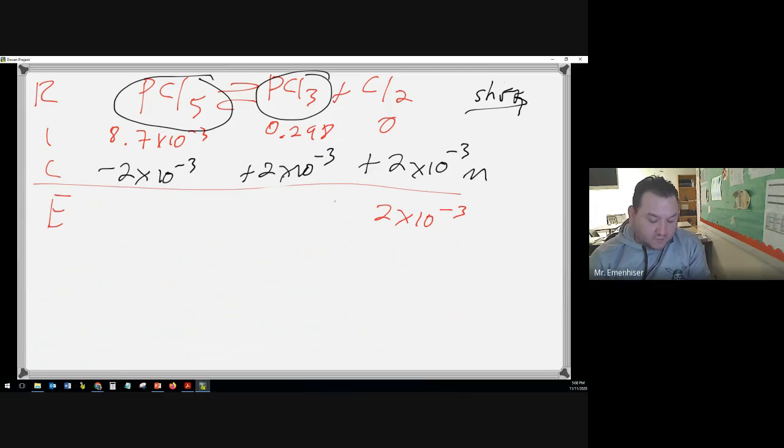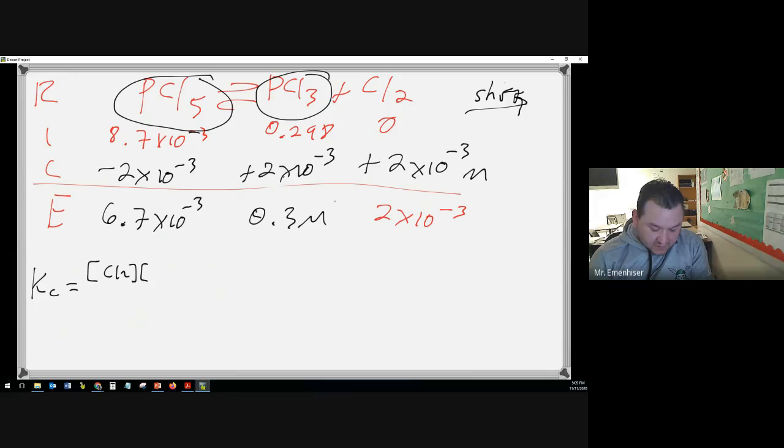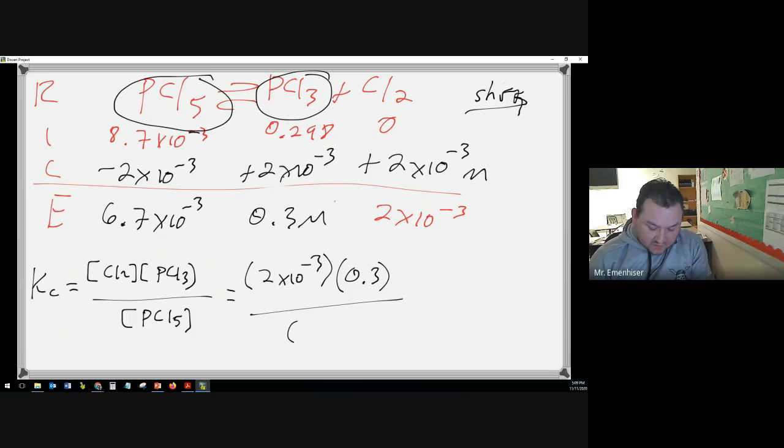All right, so then we calculate that. 8.7 times 10 to the minus 3, minus the 2 times 10 to the negative 3. We get 6.7 times 10 to the minus 3. We get 0.3 molar here. So now let's write K. Kc, or Keq, is the concentration of Cl2 times PCl3, all divided by PCl5. Let's plug those values in. 2 times 10 to the minus 3, 0.3, and then on bottom we have 6.7 times 10 to the minus 3. We plug all that in.